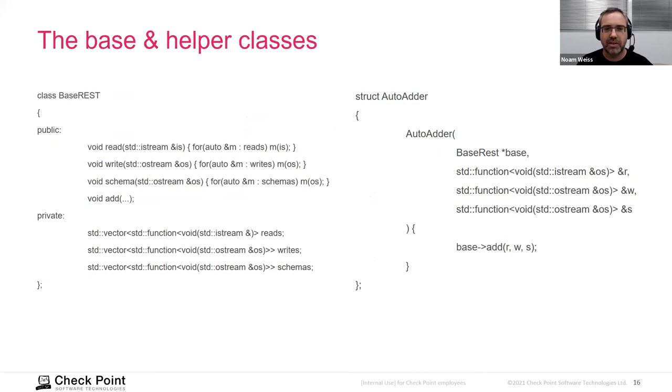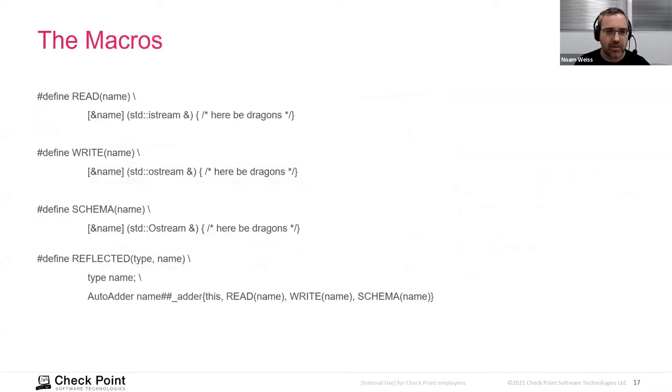Okay, so right now we have a base class and a helper class, one that does the iteration for the reflection and one that does the adding stuff to the reflection. We have a set of macros that defines the functions that are going to do the actual reflections. And we have one macro that wraps it all up in something that is easier for a developer to actually use.